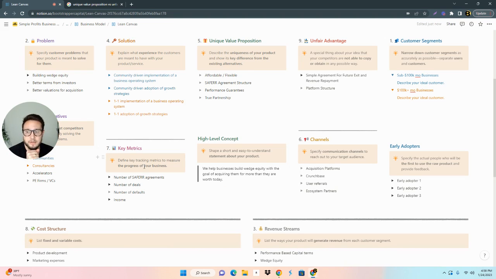All right, key metrics. So now that we know who we're serving, what problems we're solving, the solution we're providing, the channels we're approaching, what makes us special in the market, how do we know if we're doing well, right? The key metrics are realistically a way to track the progress of the business. It's an indicator of if we're doing good. Are things going okay or not?